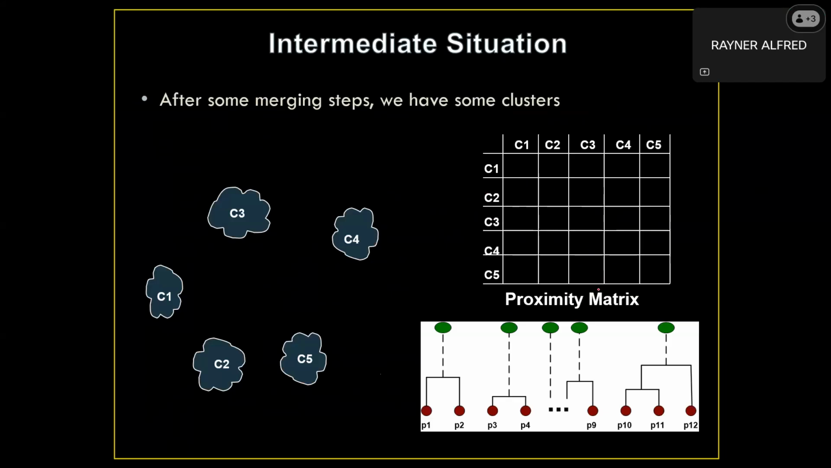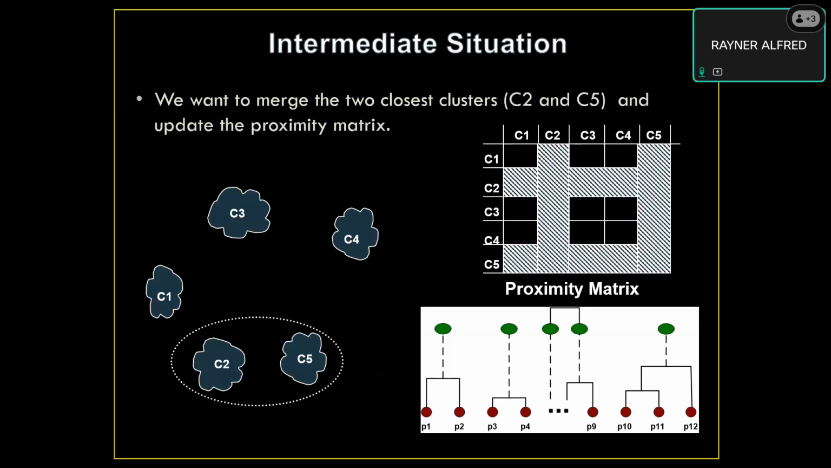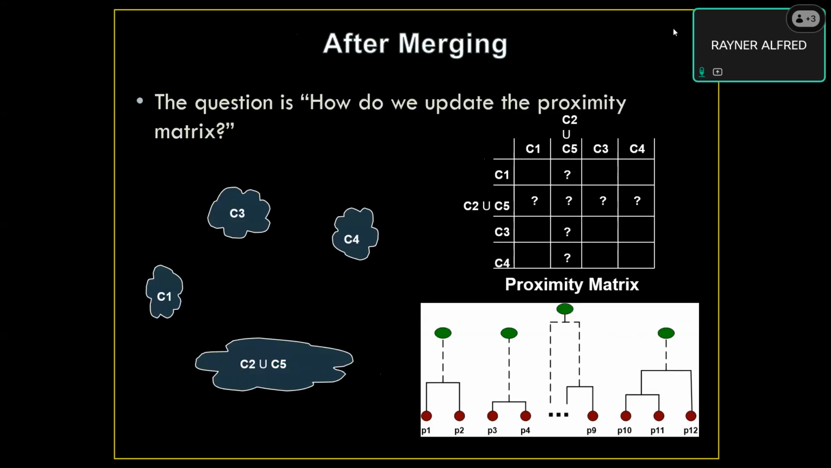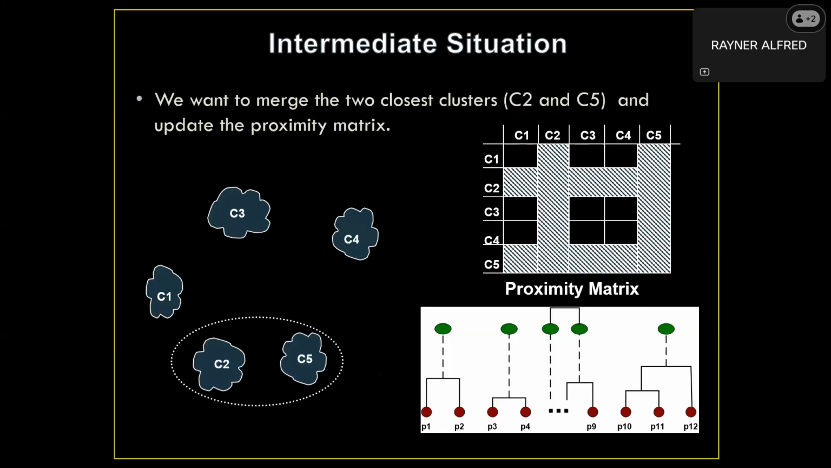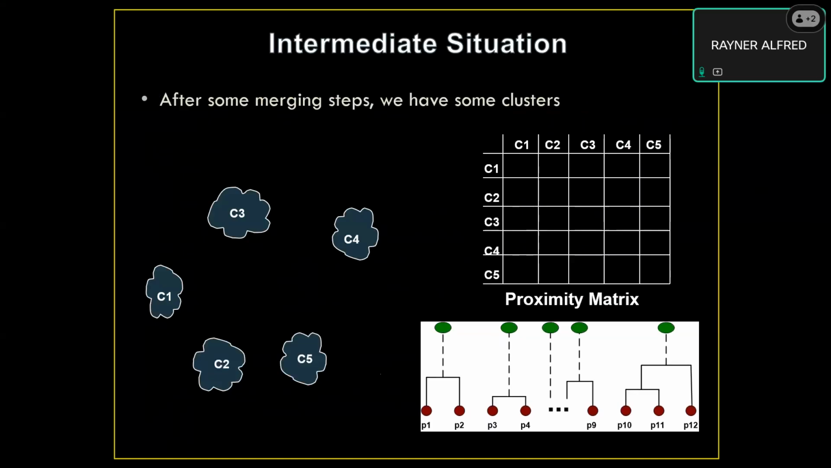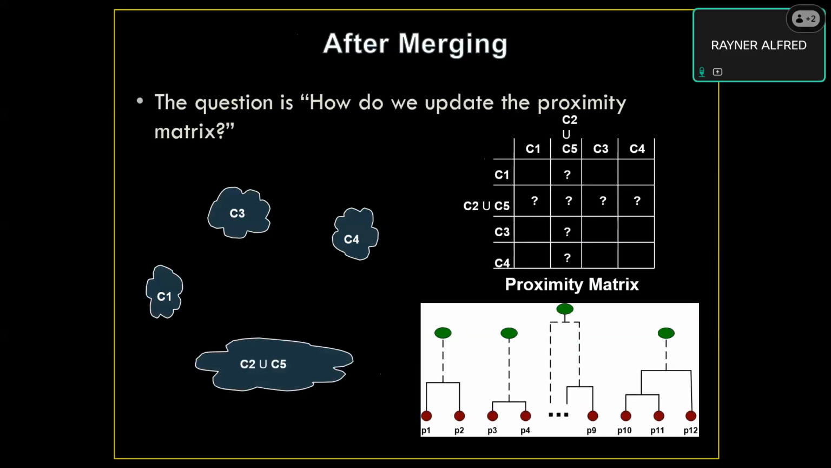Okay, now we want to focus on what happens when we merge them. For example, we want to merge cluster 2 and cluster 5. So what happened to our matrix here? Now we have this. So from a 5 times 5 proximity matrix to 4 times 4.